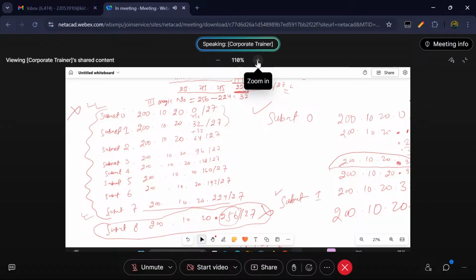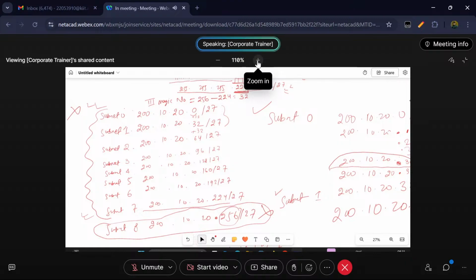So 5 we required, 8 we got. At least we have minimized the wastage of IP. I cannot say that 100% we have minimized, but definitely we have reduced some shortage of IP addresses. Yes or no? So this concept comes under the requirement of the network.